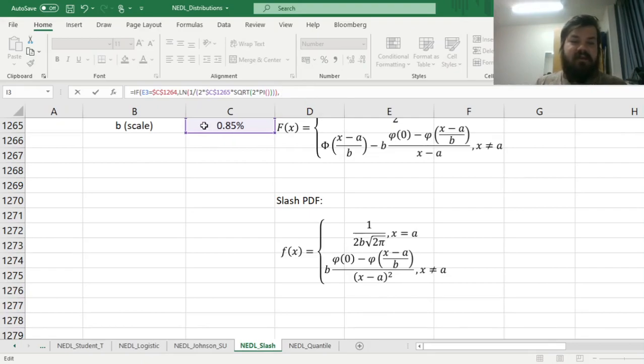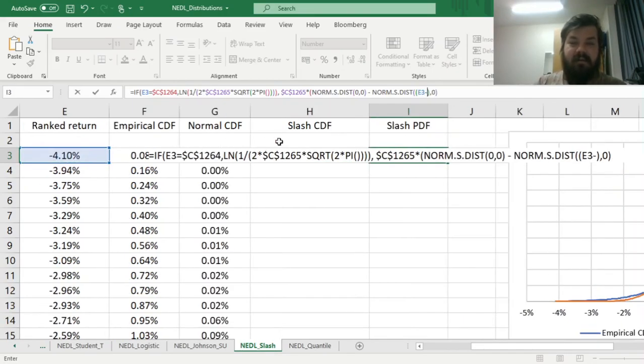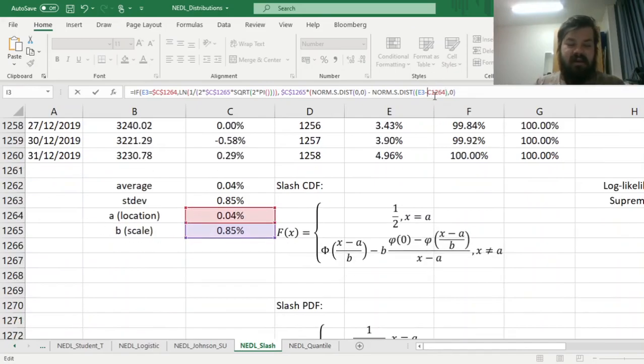In the general case, we need to refer to our scale parameter, multiplying it by the ratio. In the numerator of the ratio, we have the difference between two normal probability density functions. So norm.s.dist of our z-stat, that will be zero in that case, and as it's the probability density function, we need to input zero over here, minus the normal probability density function of our scaled x. So here, we need to have our rank return minus the location parameter divided by the scale parameter, as is quite typical of any distribution function, really. So we refer to these parameters and log them as well.